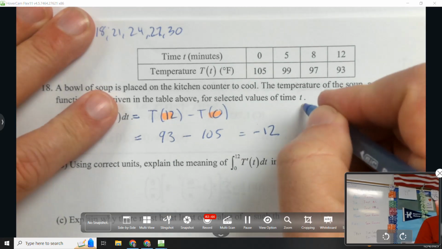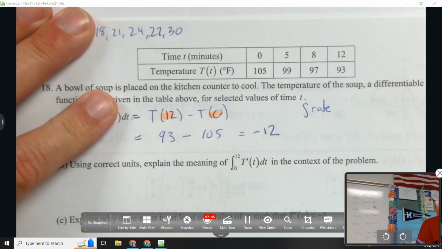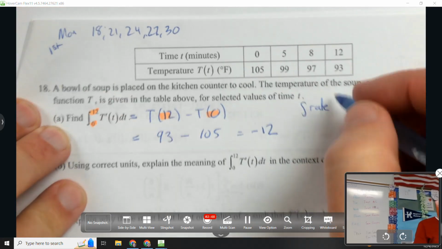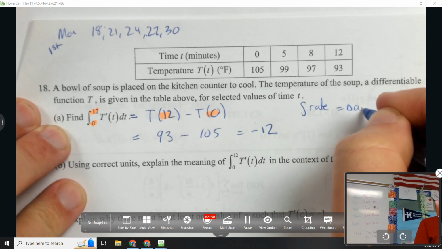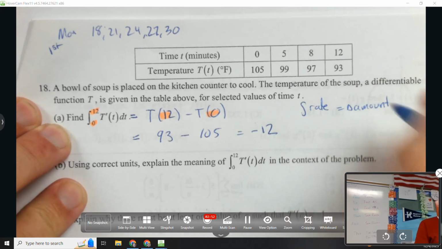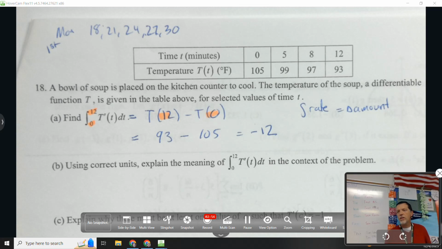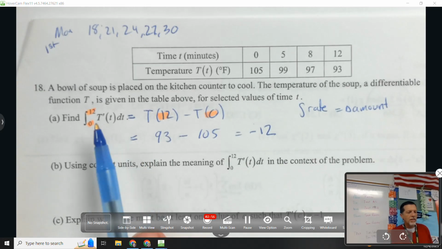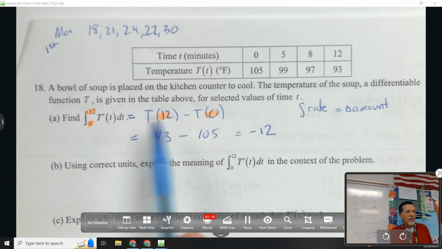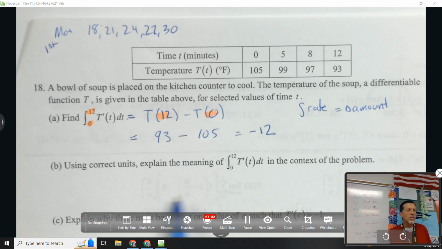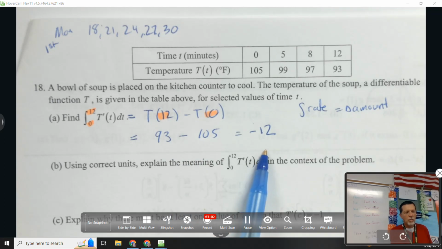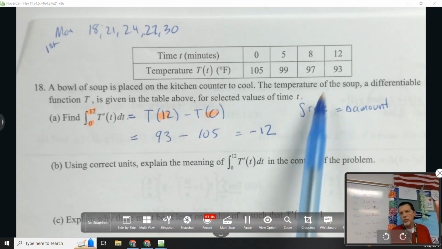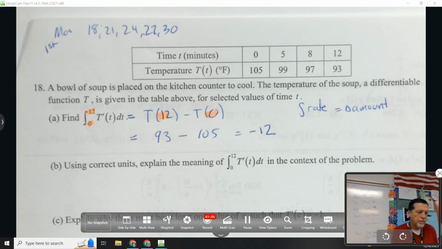Another thing that we've said a couple times is that if you integrate a rate, you get a change in the amount. So if I integrate the rate of temperature change, I get the change in temperature. So that negative 12 represents how much the temperature changed from 0 to 12.